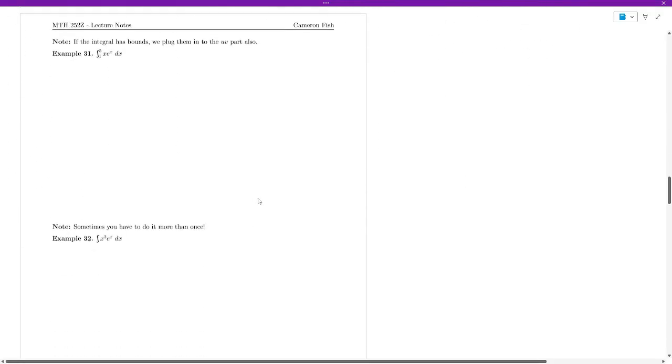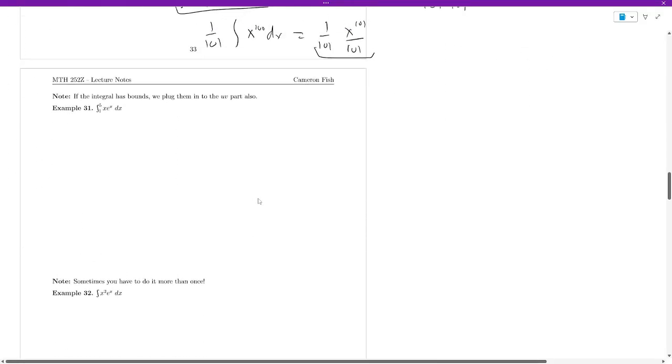Something I should mention about this is the bounds. If we have a definite integral like this, remember the plan is to take an antiderivative and then plug in 5 and 1 and subtract them. That's the plan. So step 1 is to take the antiderivative. This is a great example of a by parts problem, and at the end we'll see how we have to plug in the bounds as well.